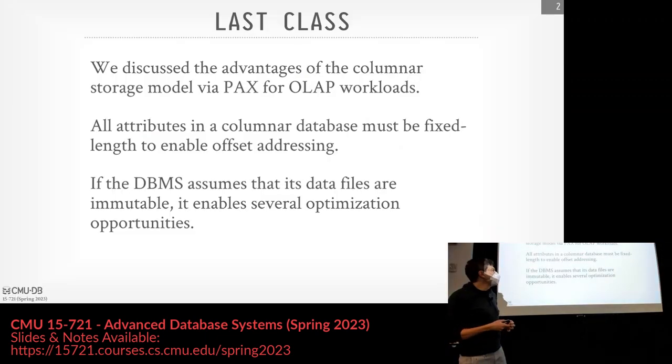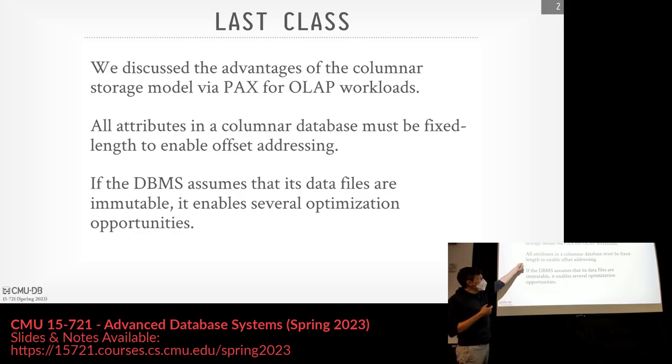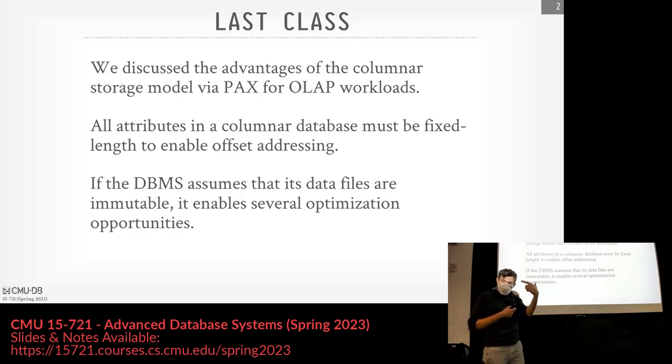Where we left off last class was we were discussing the pros and cons of columnar storage versus row-based storage. I talked about how most modern OLAP systems are going to be implementing some variant of PAX, because that's better for sequential scans on large amounts of data. And there are a bunch of optimizations we can apply to make these run faster. The key thing to remember is that all the attributes in a columnar database must be fixed length, because the way we do addressing is through offset arithmetic.